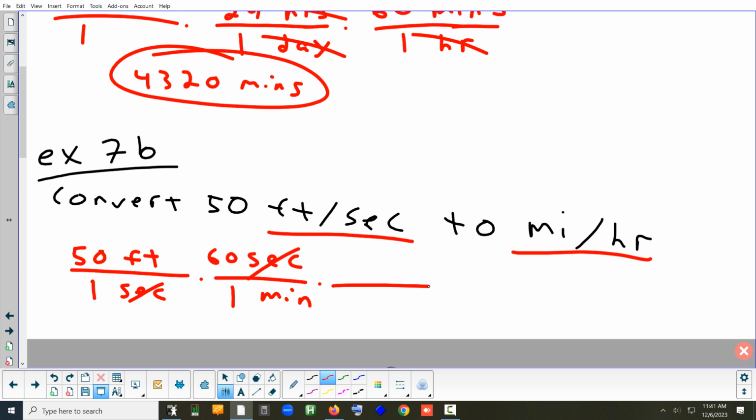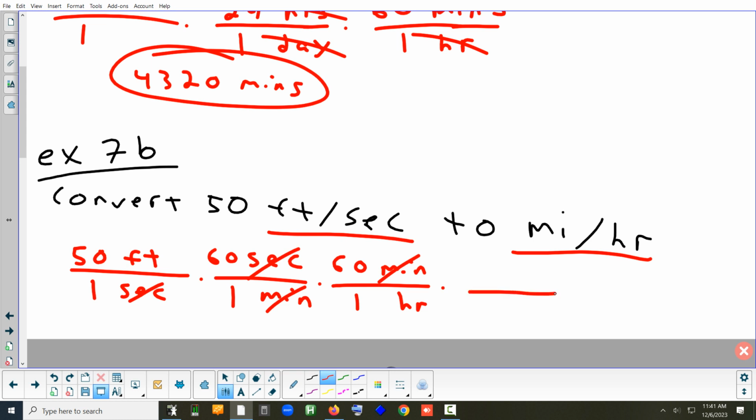Now we want to get rid of minutes. So where does minutes go? Put minutes on the top and then hours on the bottom. And the conversion between minutes and hours: 60 minutes in 1 hour. If you stop there, you now have feet per hour. So you have the time unit. Now you need the distance unit.